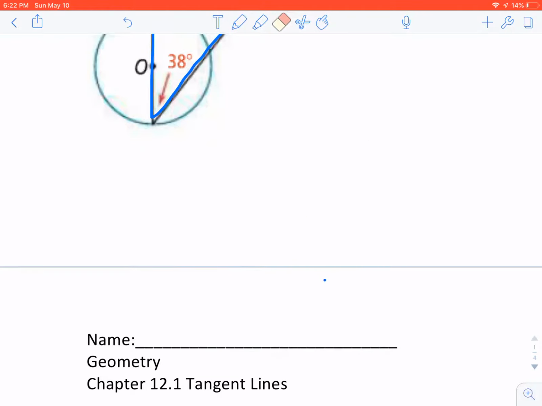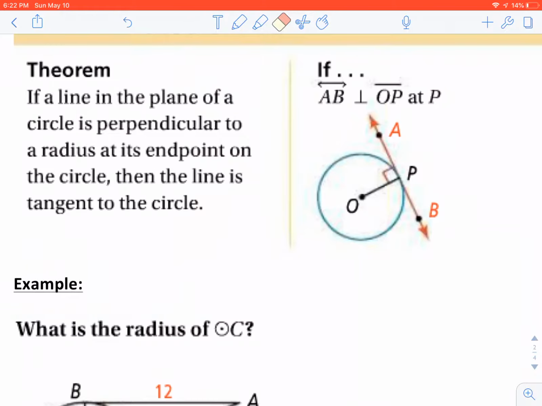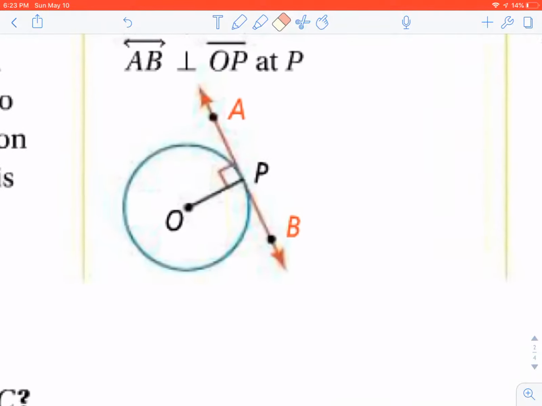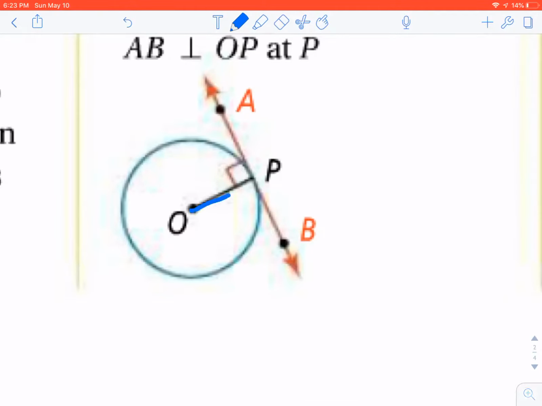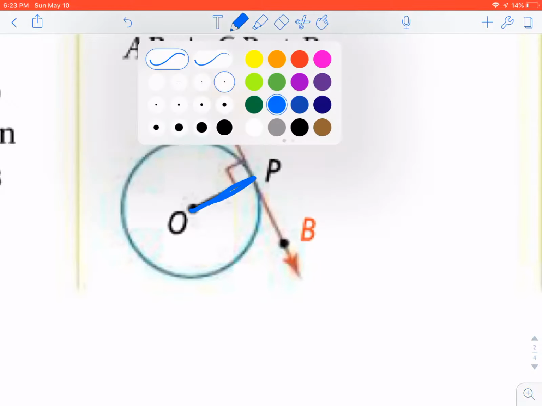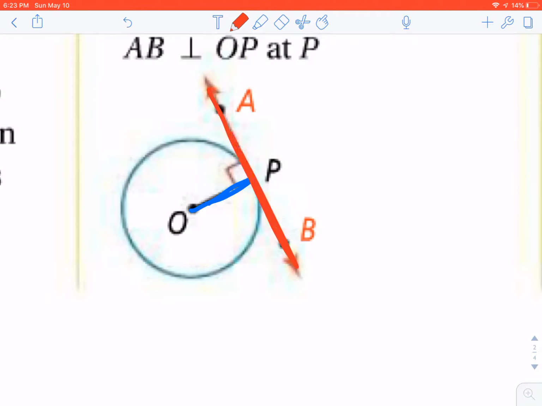Your next theorem tells me that if a line in a plane of a circle is perpendicular to the radius at its endpoint on the circle, then the line is tangent. So this is just the converse of what we just said. Here's a radius, here's a line, and when the blue and red line intersect at point P, a right angle is created. If you know that information, then you can conclude without doubt that AB is tangent to circle O. So it's just the converse of what I just said.